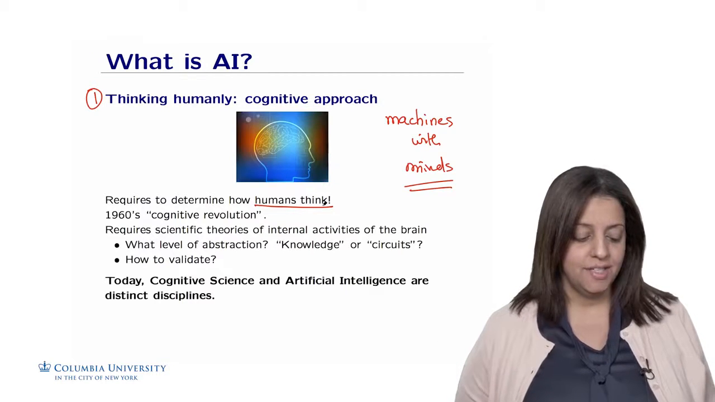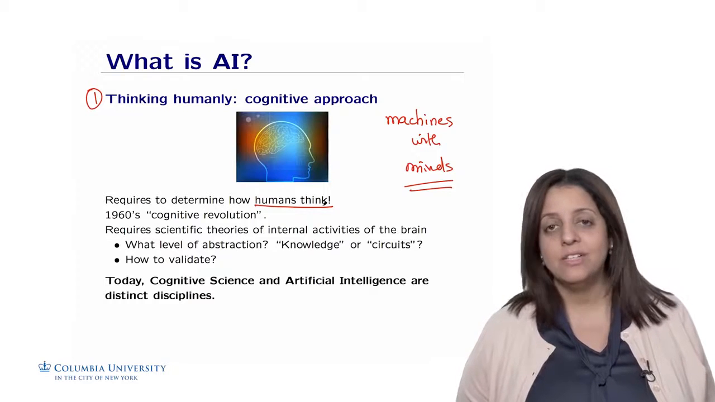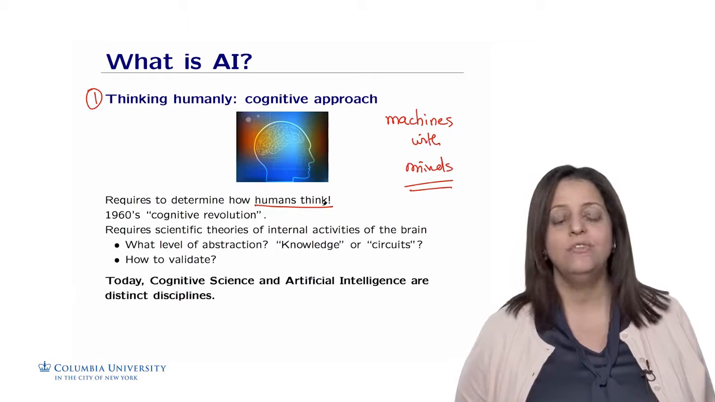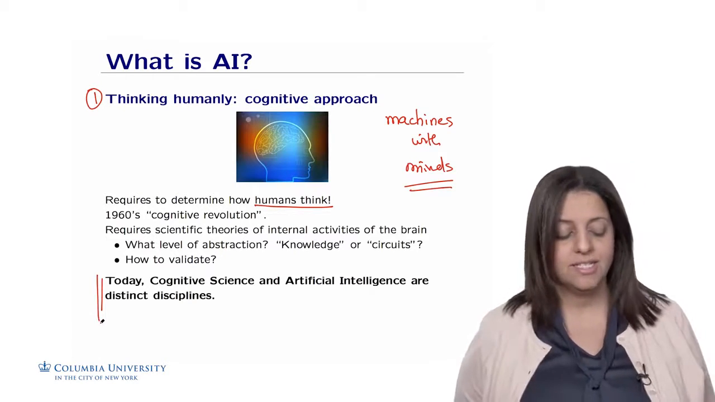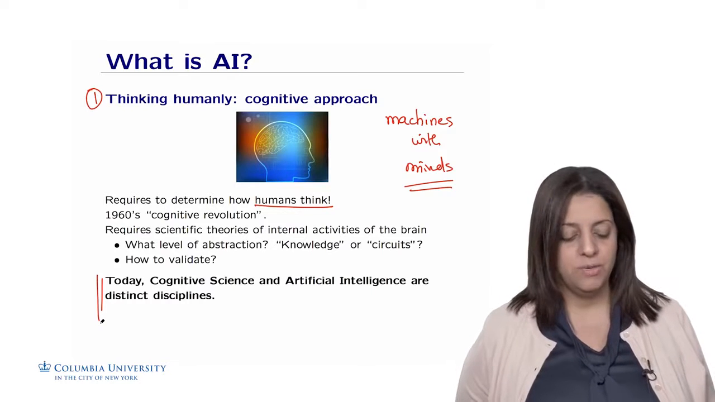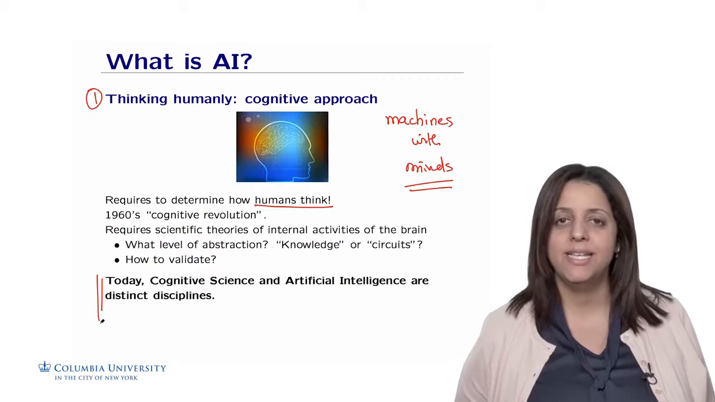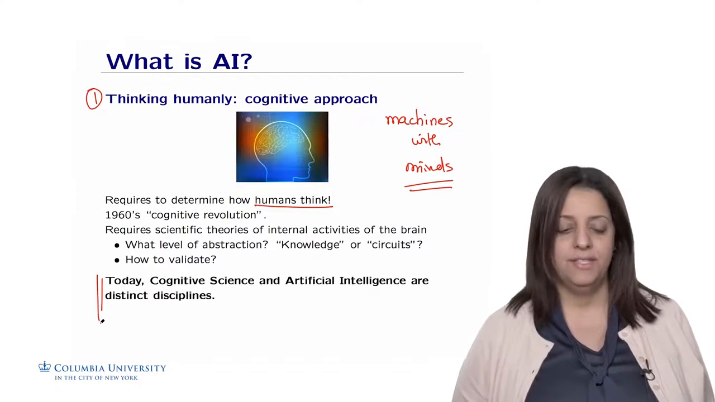It requires scientific theories of internal activities of the brain, and answering questions like what level of abstraction, is it knowledge or circuits, and how to validate the knowledge. Today, cognitive science and artificial intelligence are distinct disciplines. We don't really want to have machines with minds, but we want to understand how the brain functions. This is part of the cognitive science field.